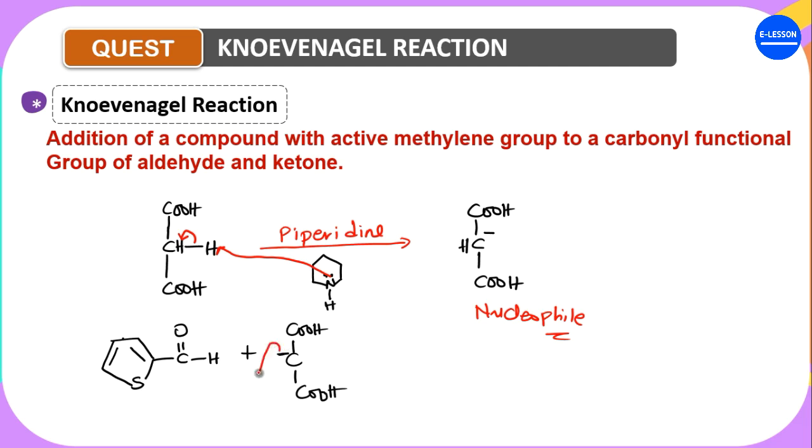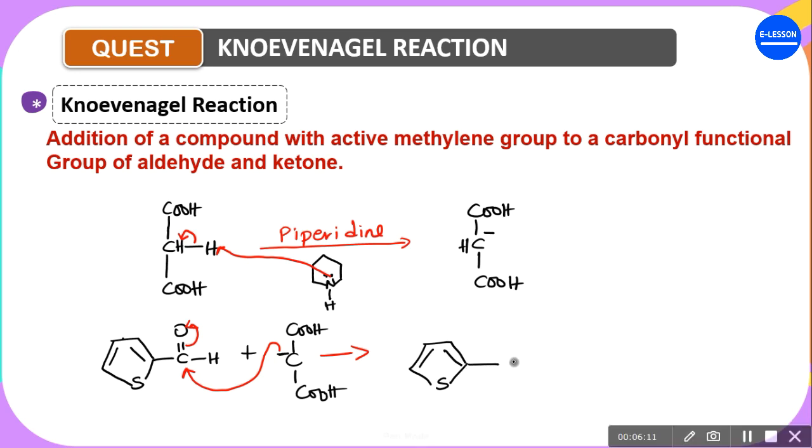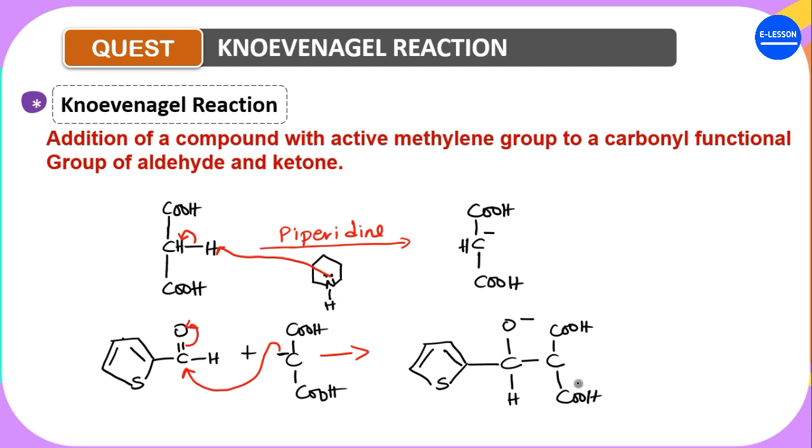Okay, so when this one attacks here, what do you think is going to form? This one here will come up here to form a negative charge. So the product of this reaction will be something like this. Then you are going to have the thiophene, this and this, and then you have C. This one attacks here, let me erase this, to form what? O negative, right? Then here will be hydrogen. Then here will be C, and then here the COOH, and here COOH.